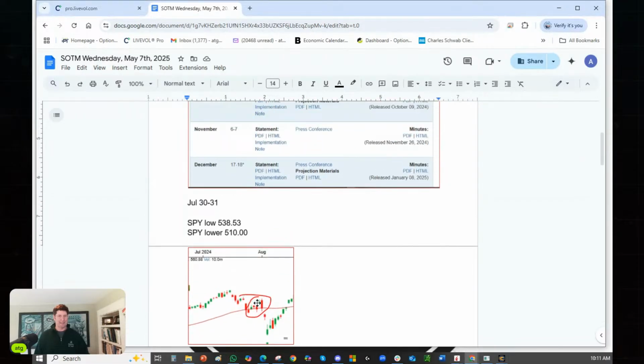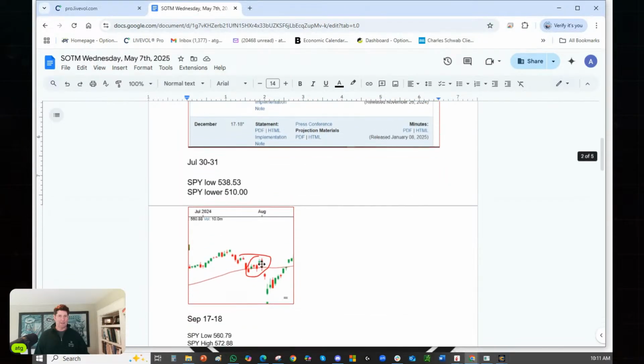So the first thing is, here you have August. So this is SPY here. And I just circled the run into the Fed. So what we had is, I shouldn't say low here, I should say the SPY high going in was 538. So this is the 31st.